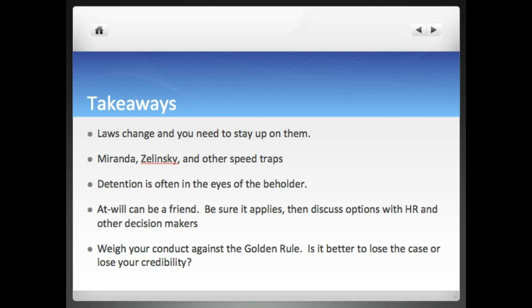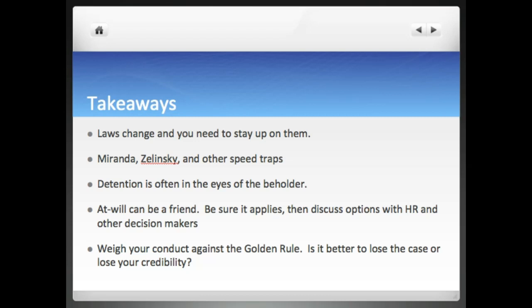An at-will employment agreement can be your friend, but make sure it applies. And this is really a discussion for HR and other decision makers. Do you want me to investigate this? Or is this an at-will situation where we're just going to part ways with this person no matter how it turns out? And maybe we just cut to the chase. That, again, is not your decision, but it is something that could happen. And you want to have a conversation with the HR partner before you start an investigation, so that you don't find things that you then need to give an excuse for, and you've opened yourself up to that lawsuit.